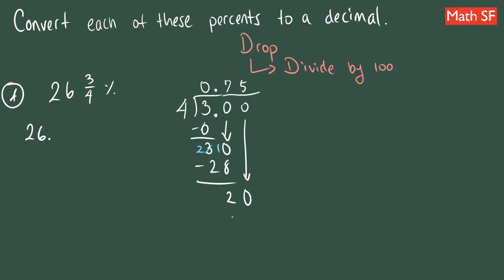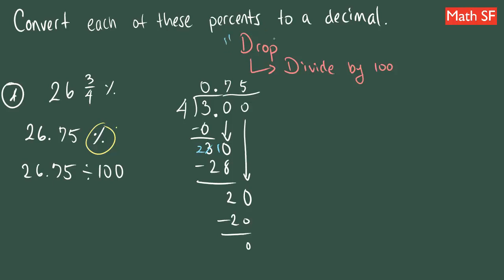As we expected, that had to be 75 cents. So this will be 26.75%. But we need to drop that percent, and we need to get rid of this percent symbol here. We must change that into a divided by 100, because if you want to drop the percent sign, you gotta divide by 100.